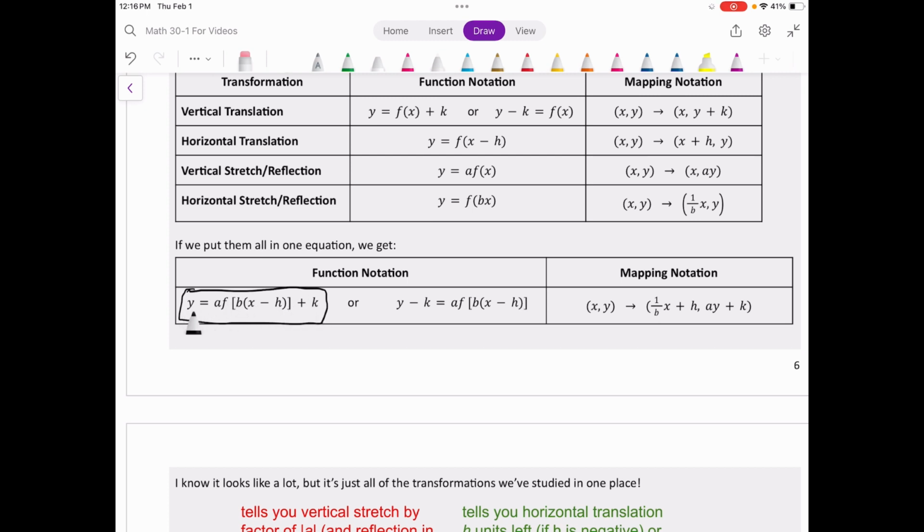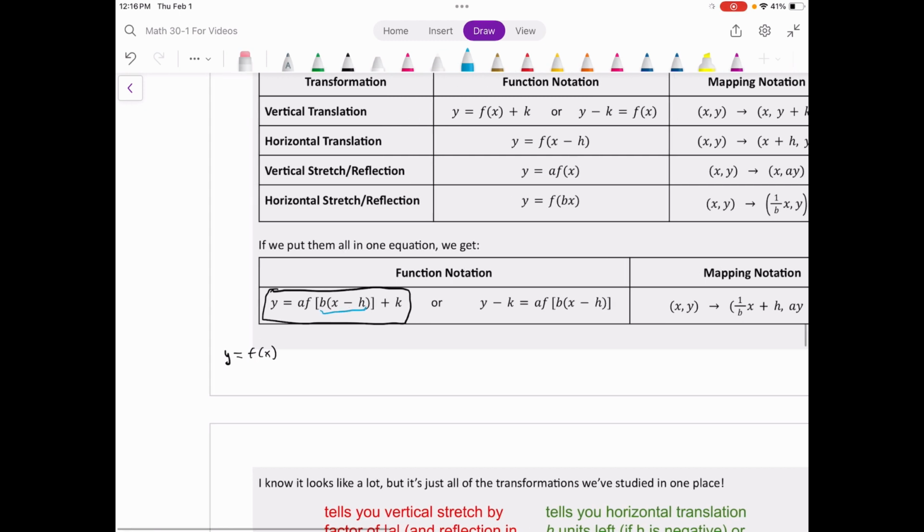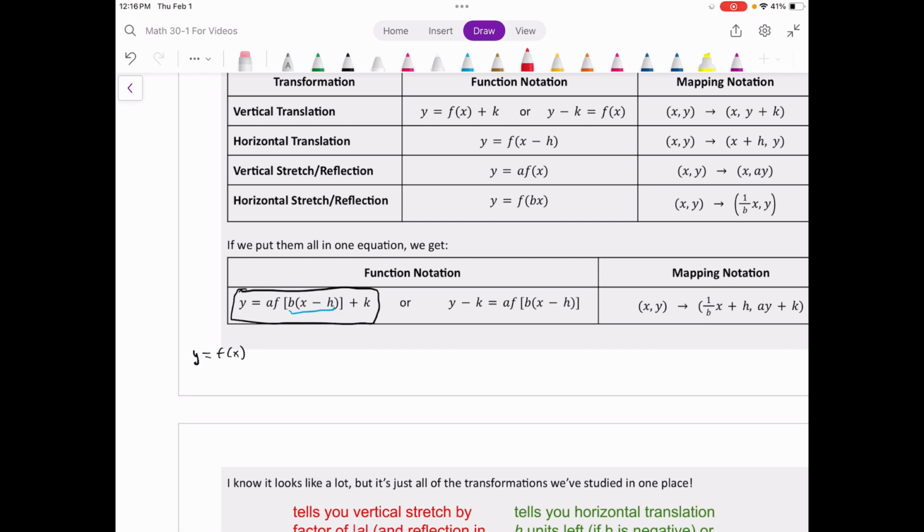And all this is telling us is how we would need to alter the original equation. So if we had y equals f of x to start with, that's our original equation. The equation of the transformed function is going to look like y equals f of x, but changed in these ways. Which ways? Well, instead of x, we've replaced it with b times (x minus h), and then we've multiplied the result by a, and we've added k.